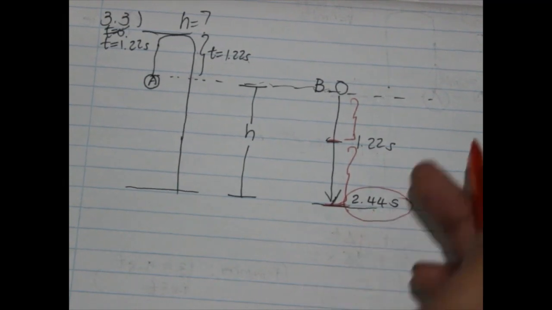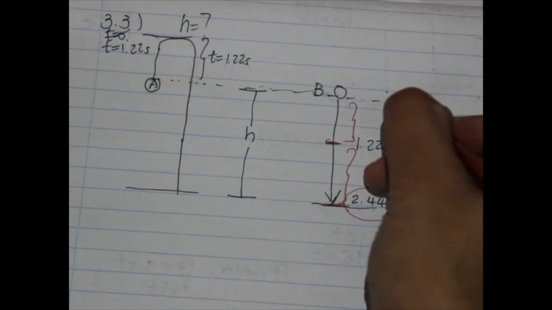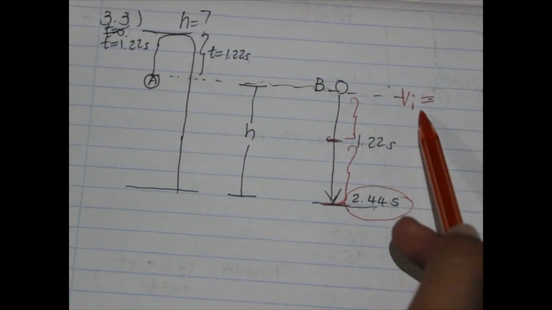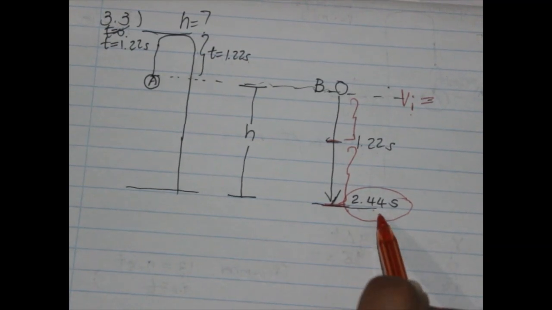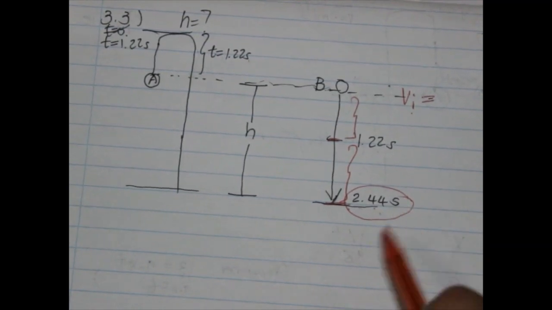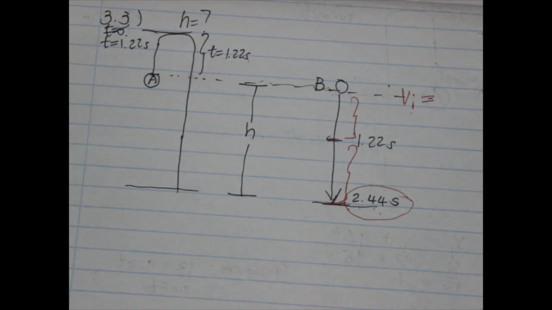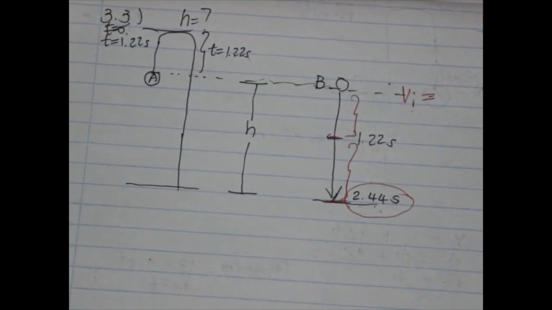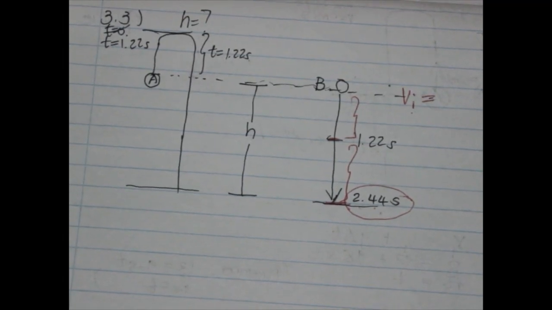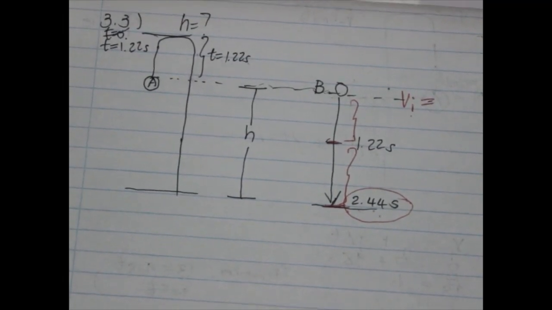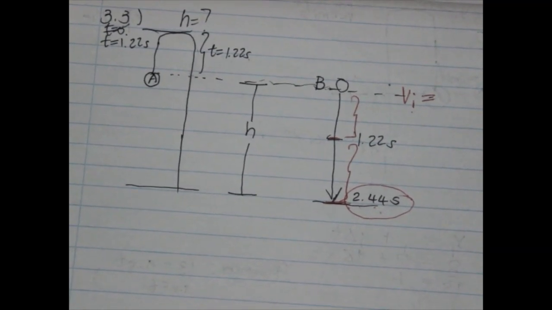Now we have a set of information here. We have our initial velocity that we calculated here. We have our time that we calculated here. And we have our gravity. All you have to do now is substitute this information into your equation, and that's how you will get the answer. Then you will just isolate your position.